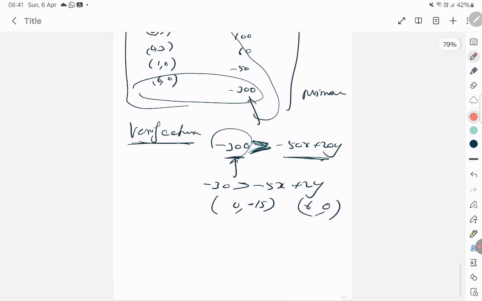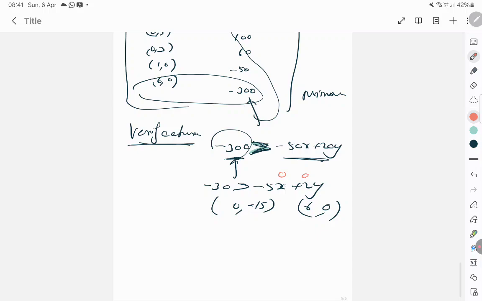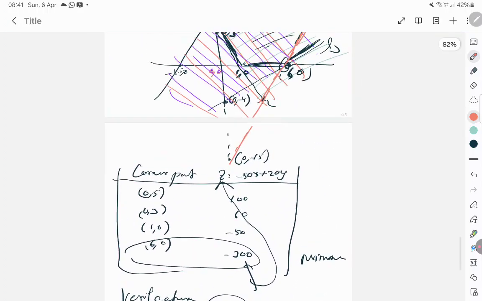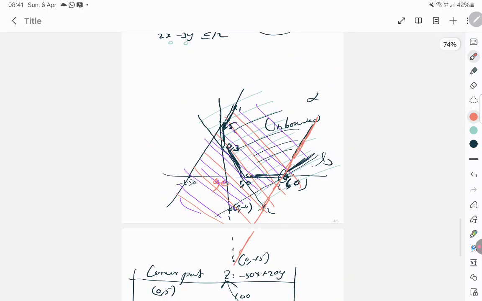Now shade this. Put 0, 0. Is it greater than or less than minus 300? So the origin should not be covered. This is the origin. The origin side should not be covered. So you have to draw a shaded portion like this. So can you see a common region in the bowl? There is a common region which exists.